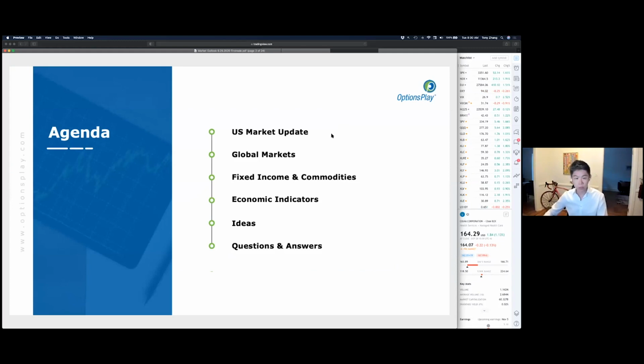So we'll start off with the US market update as we normally do. And then I want to take a look at some of the global markets because we are seeing quite a bit of weakness if you look around the world, especially compared to US equity markets. So we want to see where that weakness is and just how weak the other equity markets are around the world. I do want to take a look at fixed income and commodities because we continue to see some movements there in the fixed income markets. Also gold and silver making some significant moves this week, looking at whether there are some opportunities there.